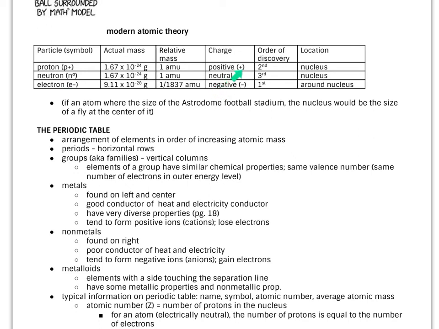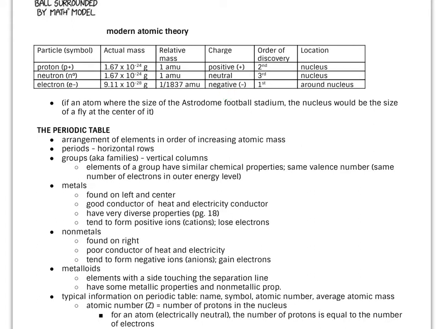The proton is positive, which is easy to remember because they both start with P's. The neutron is neutral. A lot of times people think, oh, neutron is negative because it starts with an N. No, the neutron is neutral, which they sound alike. And then the electron is the negative particle.